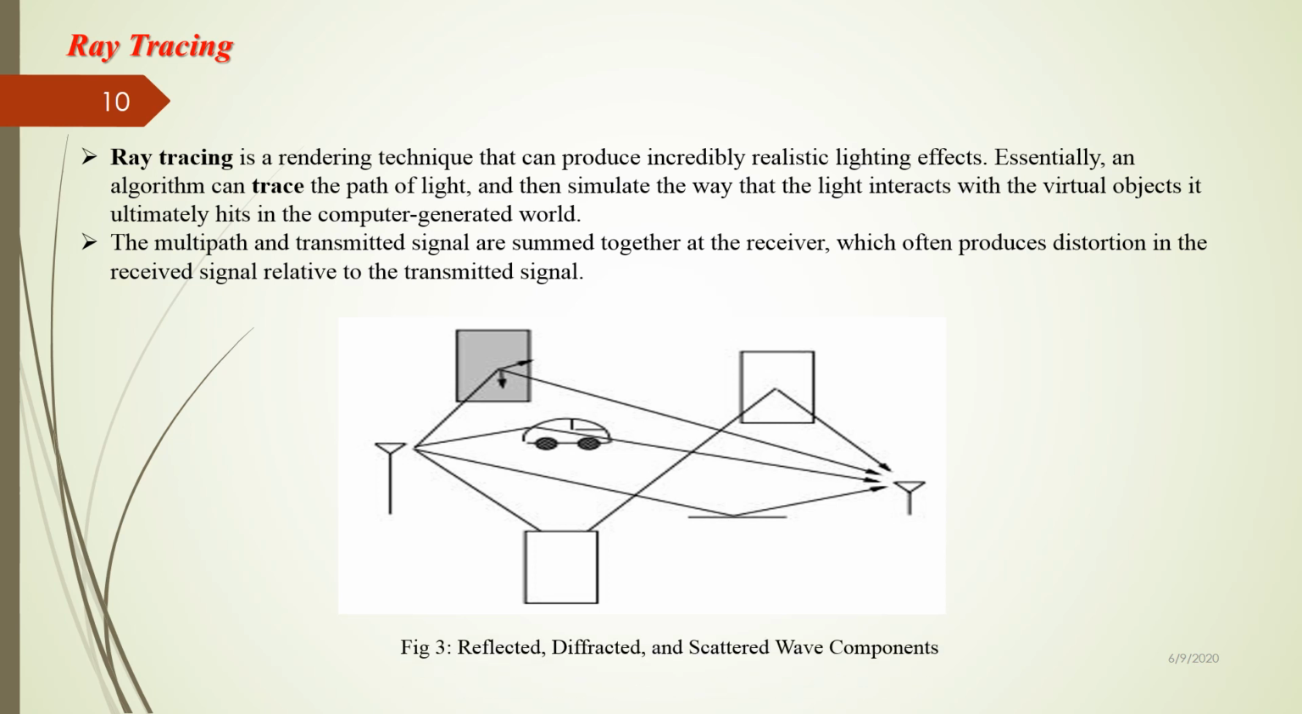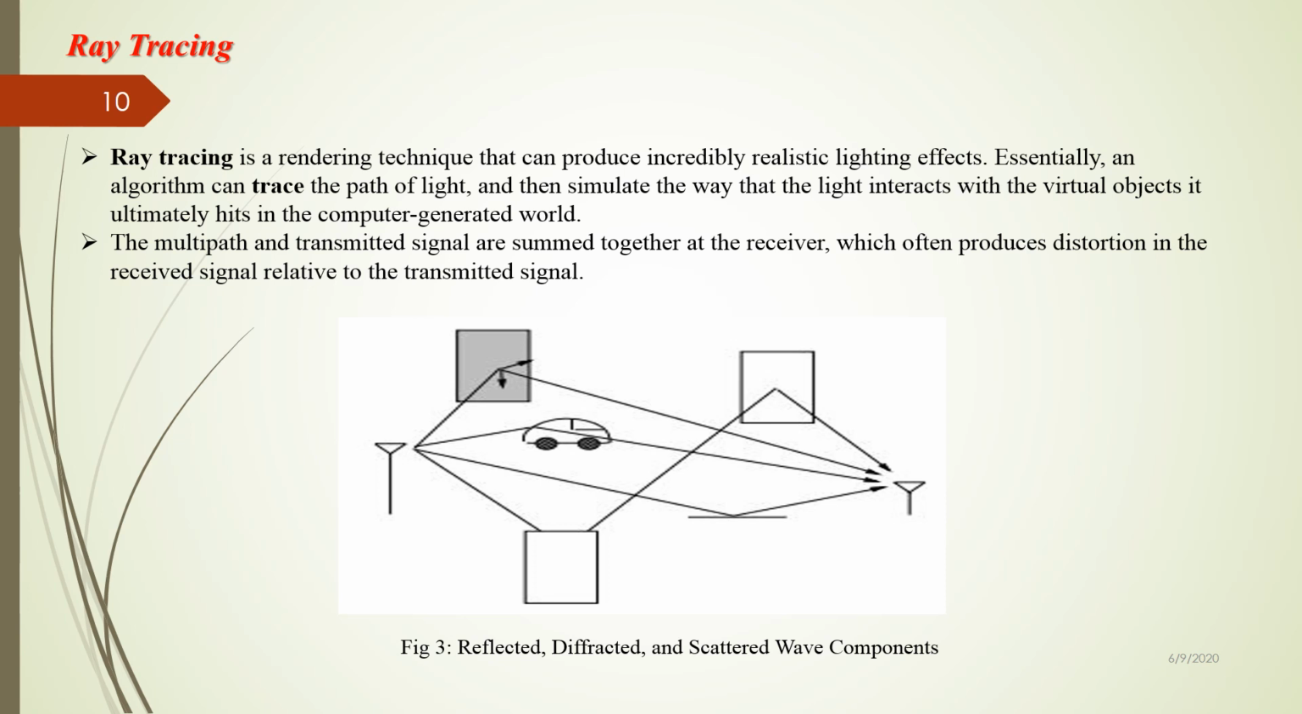Here I have shown one scenario of the ray tracing model, where the signal transmitted from the transmitter to the receiver follows different paths. Somewhere it is refracting, somewhere it is scattering, somewhere it is reflecting.